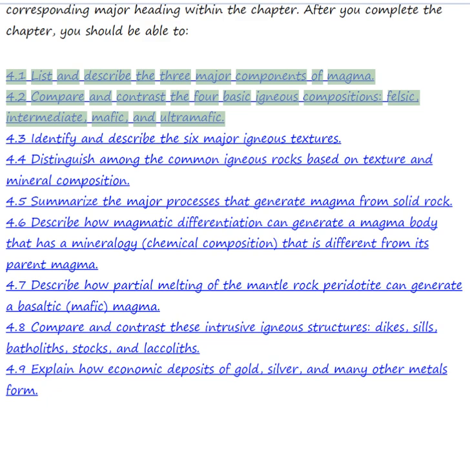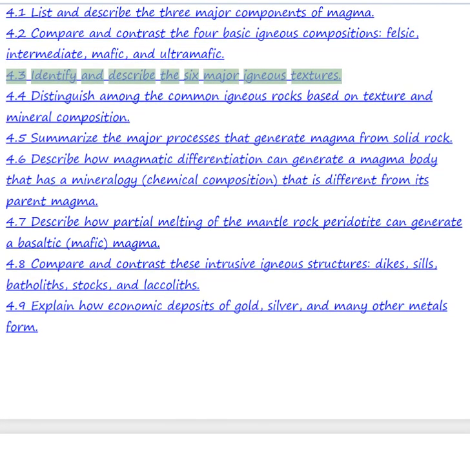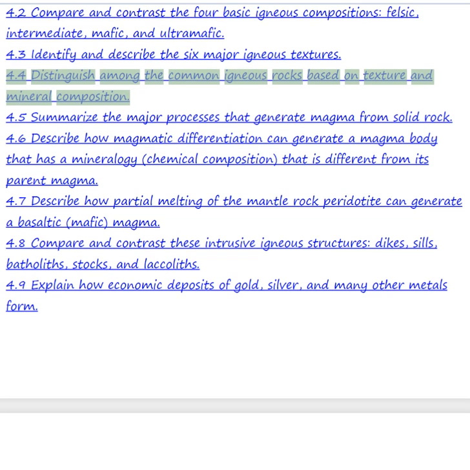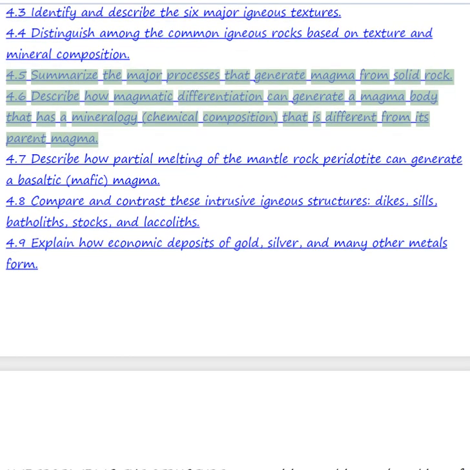4.2 Compare and contrast the four basic igneous compositions: felsic, intermediate, mafic, and ultramafic. 4.3 Identify and describe the six major igneous textures. 4.4 Distinguish among the common igneous rocks based on texture and mineral composition. 4.5 Summarize the major processes that generate magma from solid rock.